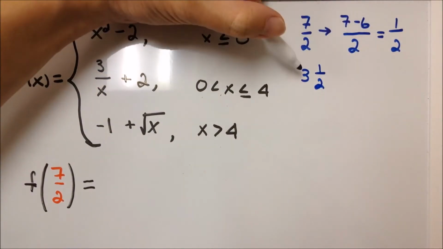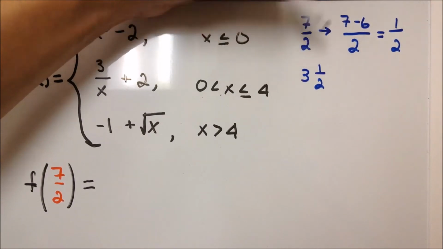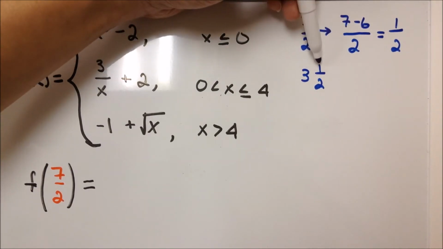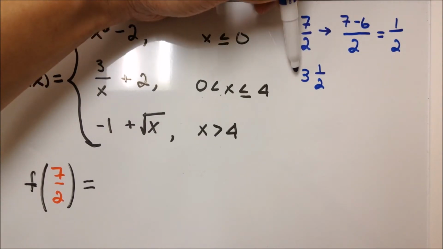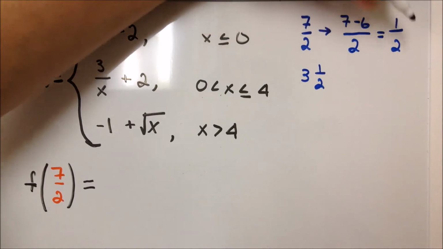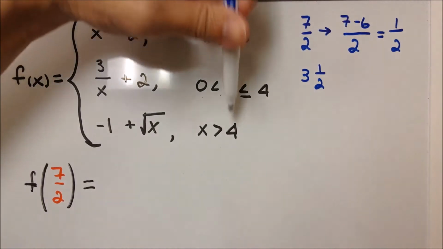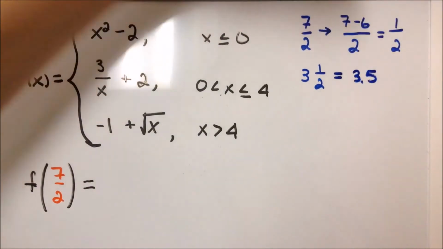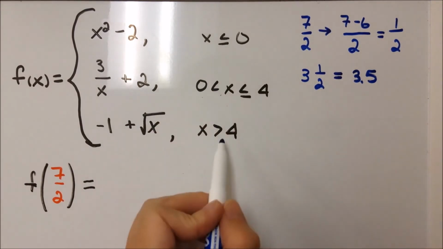7 halves is the same thing as 3 and 1 half. To see that this is the same, just in a different form, 2 times 3 is 6, and then if I add the numerator, 1, 6 plus 1 is 7. So that's how we get 7 halves, an improper fraction. This one right here is a mixed number. Now, if I want to convert into a decimal, an easy number to see when I'm using these parameters, 3 and 1 half is the same thing as 3.5. So now we have a decimal number, so it's easy to plug in.